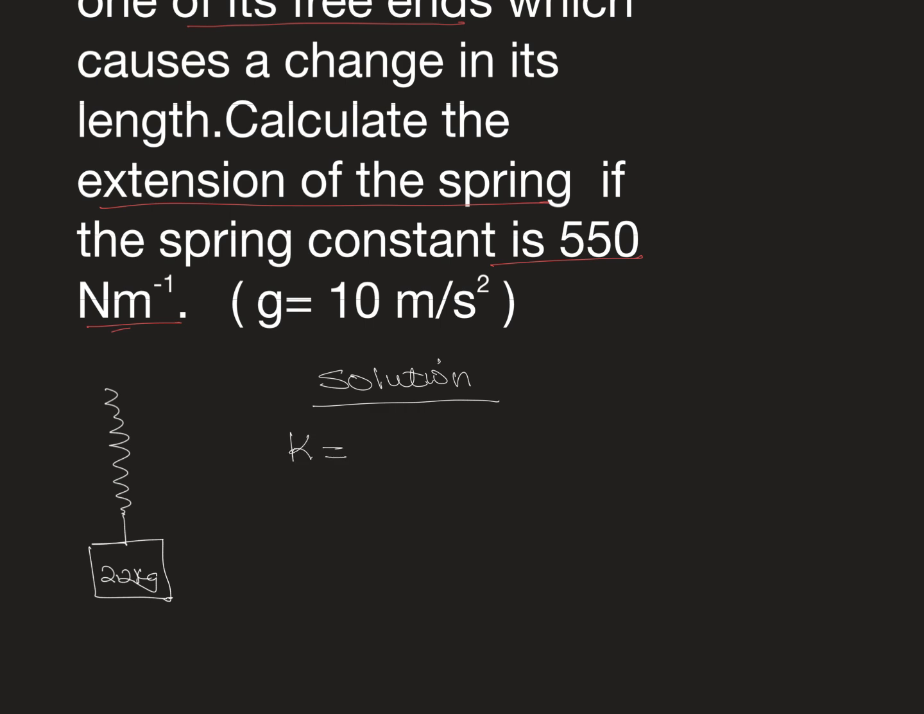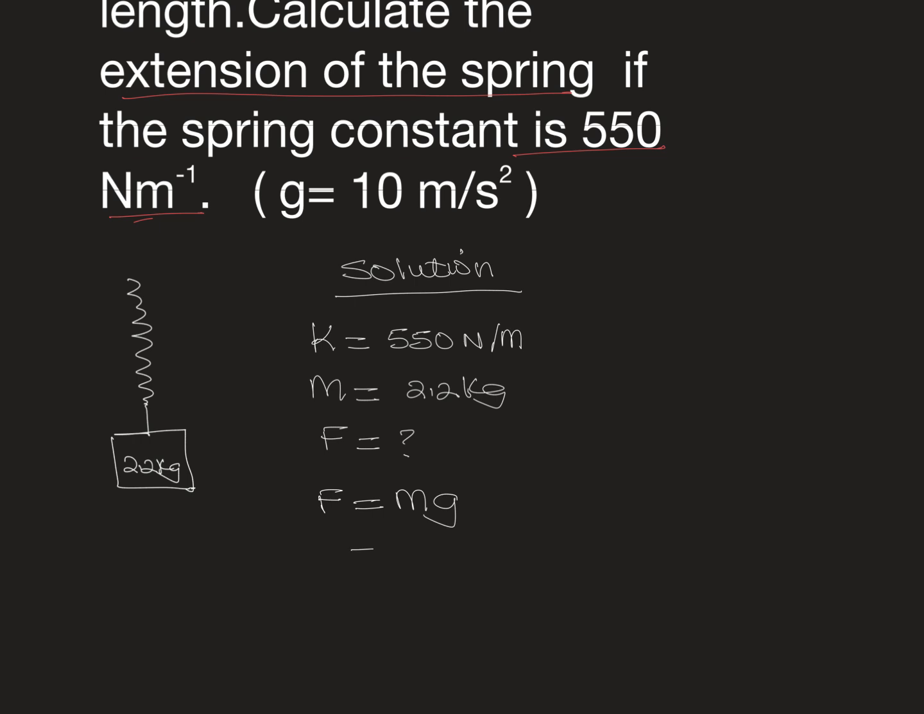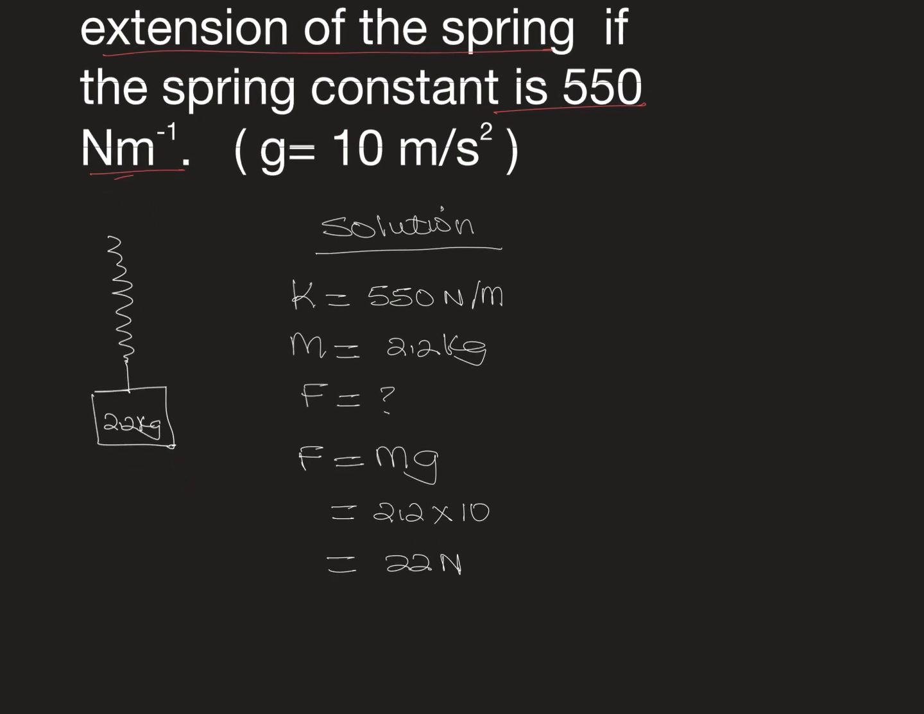K, which is the spring constant, is 550 newtons per meter. The mass that was attached was 2.2 kilograms, but we don't know the force. So force or the load will be equal to mass times gravity. The mass is 2.2 and acceleration due to gravity is 10. That will be 22 newtons.